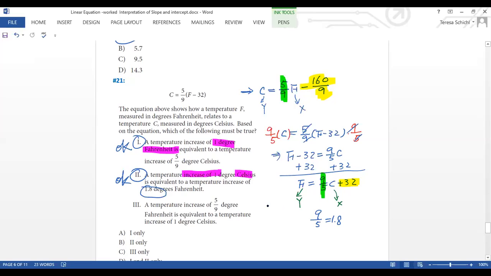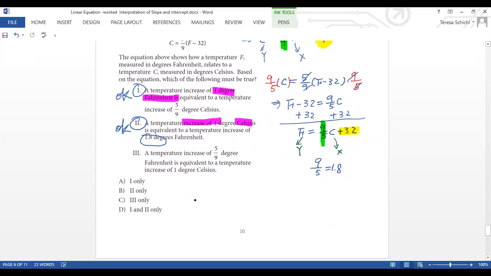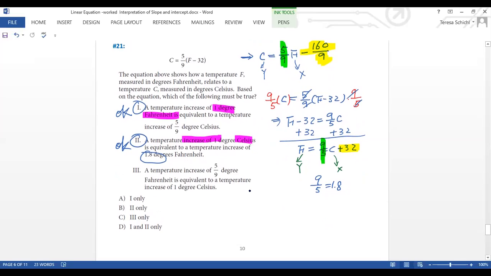Okay, let's take a look at statement 3. They said a temperature increase of 5/9 degrees in Fahrenheit is equivalent to a temperature increase of 1 degree in Celsius. That's not true, because when Celsius increases 1 degree, Fahrenheit needs to increase 9/5, not 5/9. So this is not true. The answer will be D, both 1 and 2.